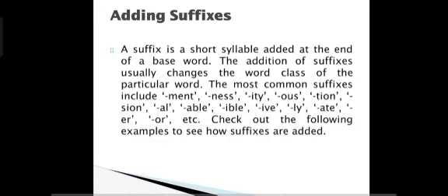The second method is adding suffixes. What do you mean by suffix? A prefix is just adding syllables before your word. Likewise, a suffix means adding syllables after a word. It is a short syllable added at the end of a base word. A base word, as you know well, is a stem word without any added syllables. The addition of suffixes usually changes the word class of a particular word.